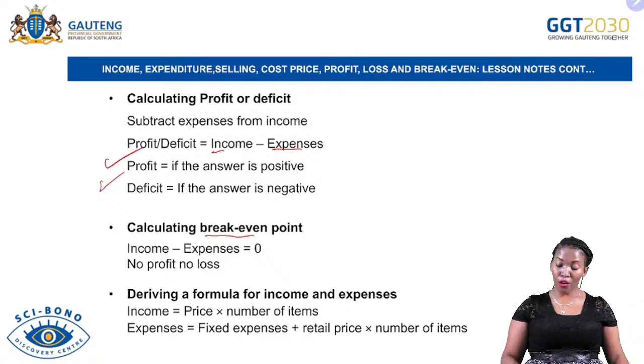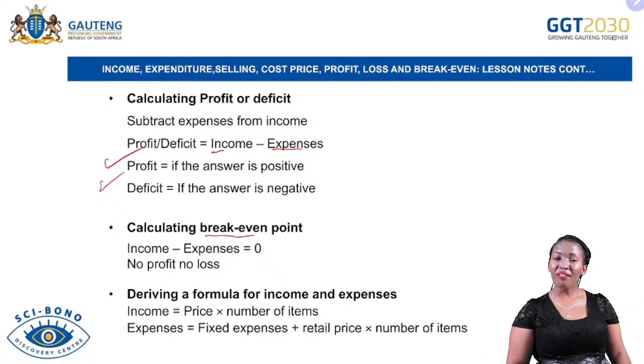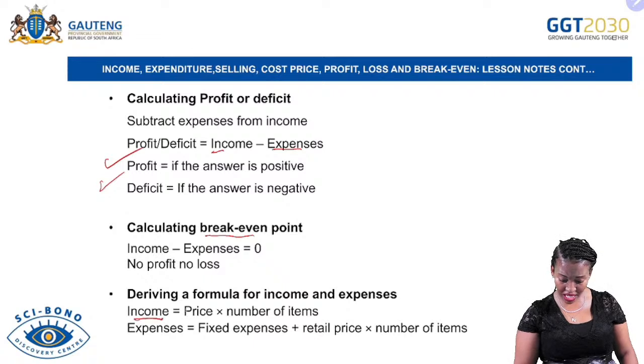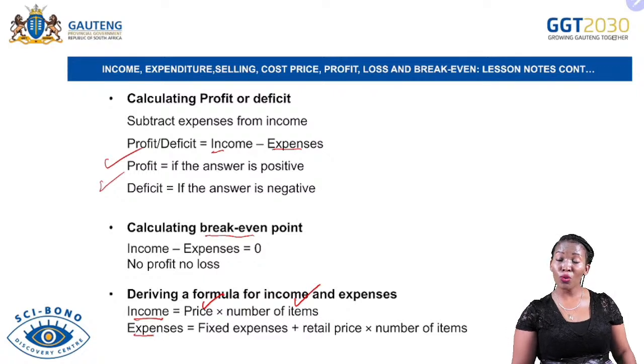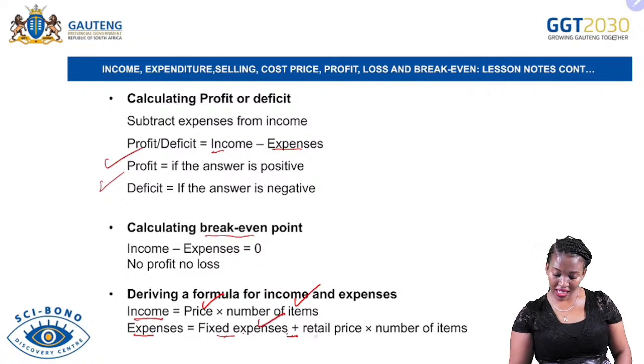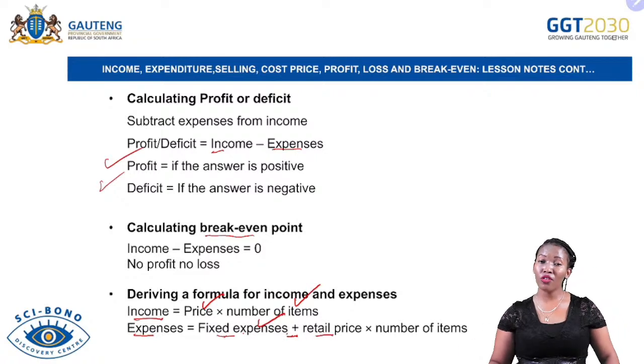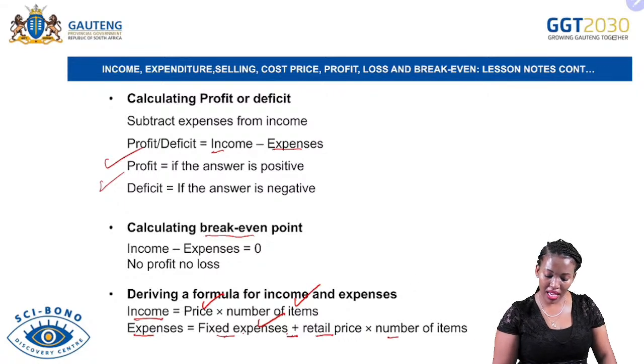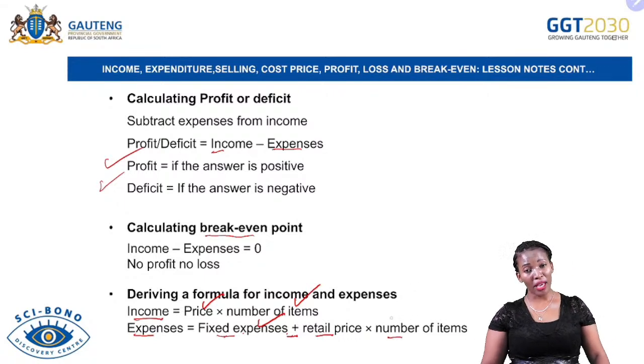So deriving a formula for income and expenses, I've done this on the previous page. For your income, it will always be price multiplied by the number of items. And then for your expenses, because we have the fixed expenses, it is fixed expenses plus, always guys, always. Just for writing fixed expenses plus, there is a 1 mark for that. Retail price, the money that you spent buying your product, multiplied by the number of items that you have purchased.